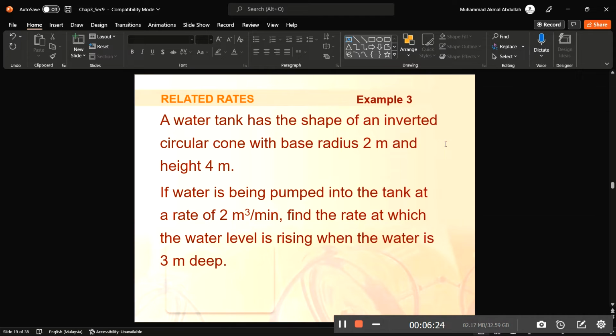we go to another condition, which is a water tank has the shape of an inverted circular cone with base radius 2 meter and height 4 meter. Water is being pumped into the tank at a rate of 2 meter cube per minute. Find the rate at which the water level is rising when the water is 3 meter deep.